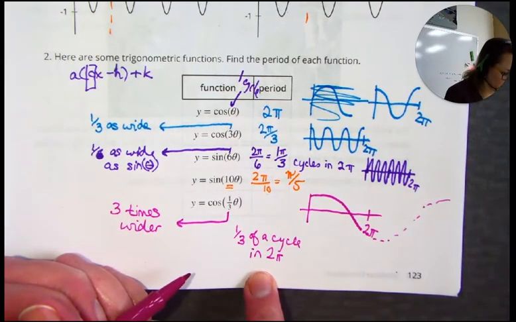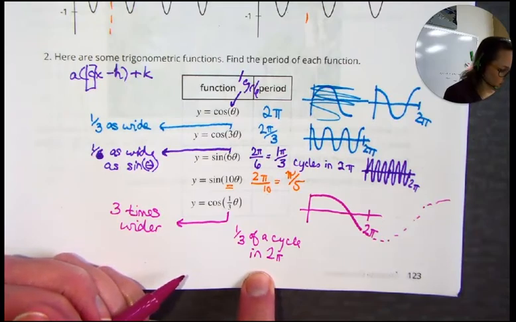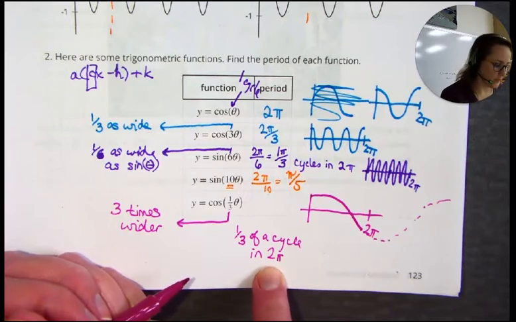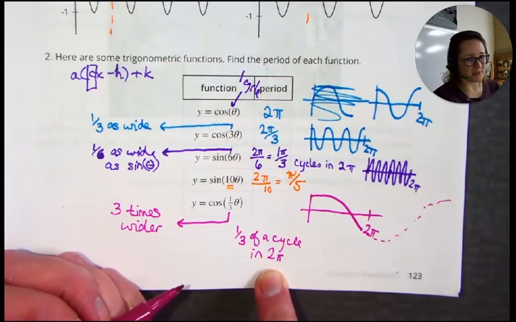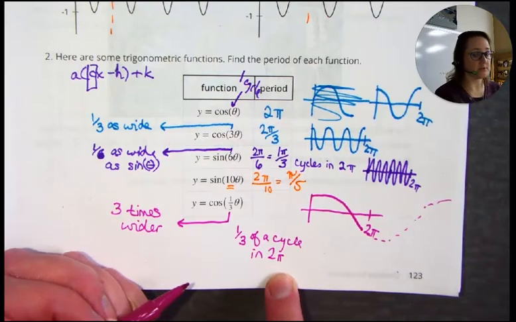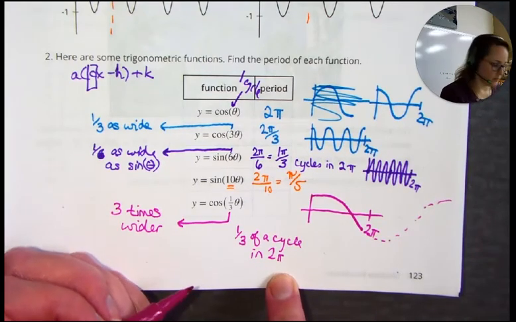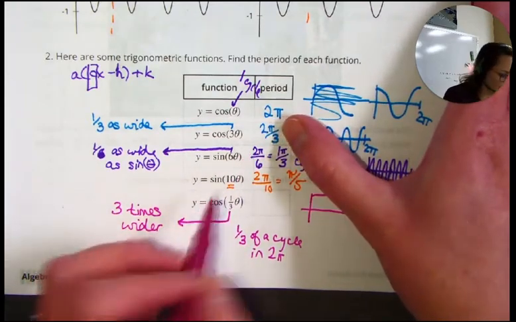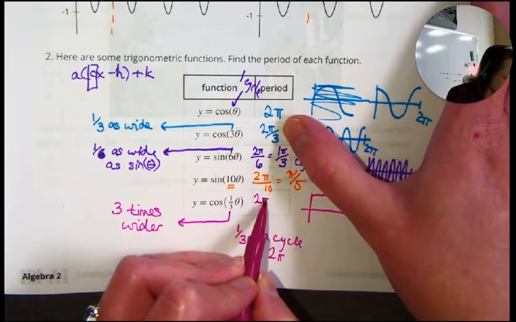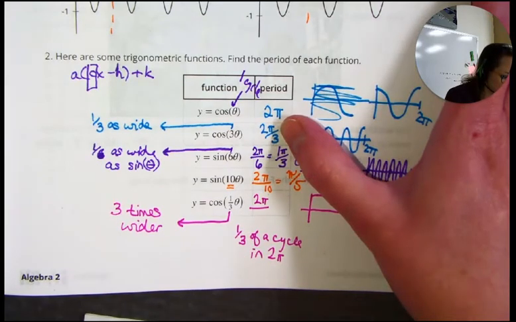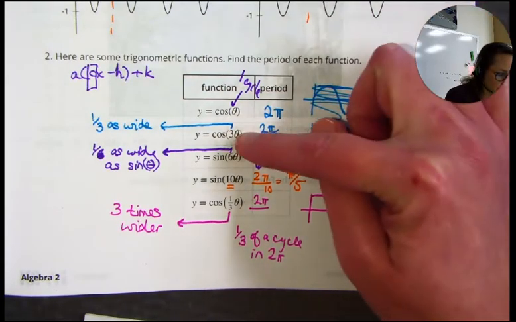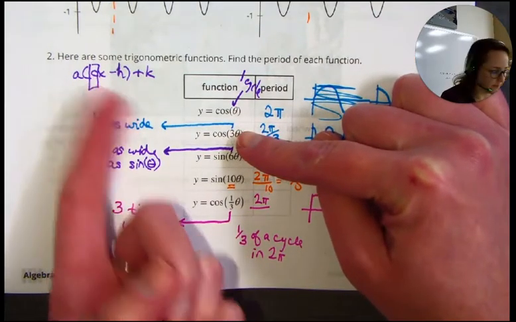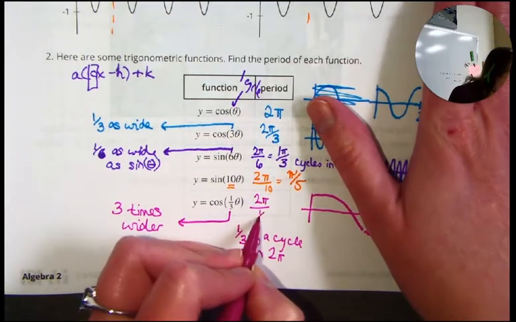So its period, if it's only gone through 1/3 of a cycle in 2 pi, we're going to need 3 times that much, 3 times 2 pi to make it through. Okay, or keeping with the same pattern that we've done up here, a period of 2 pi, dividing it by that horizontal scalar, the c value, dividing it by 1/3.